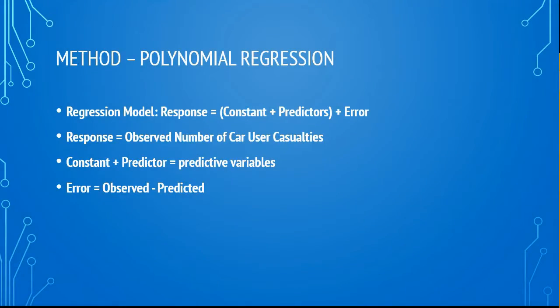So for our first objective, which is predicting the car user casualties, the response in a regression model is the number of car user casualties. The constant and the predictors are the predictable variables, and the error is what you get when you take away the predicted from the observed. Essentially, in a regression line equation, the independent variable x will be the value of the car user casualties, and the dependent variable, which is y, will be the year. Actually, the other way around.